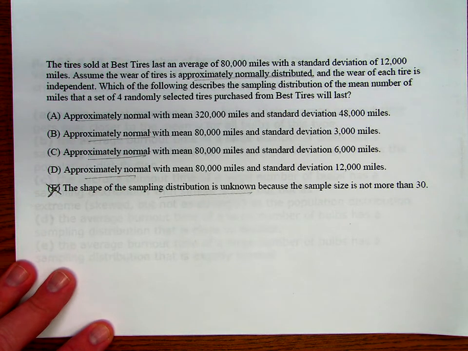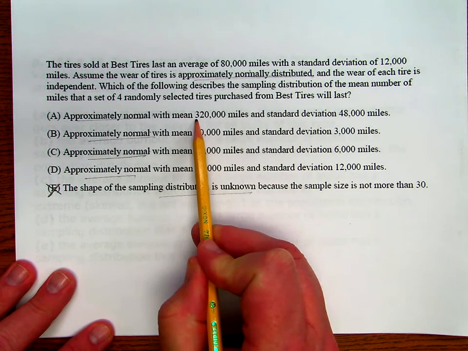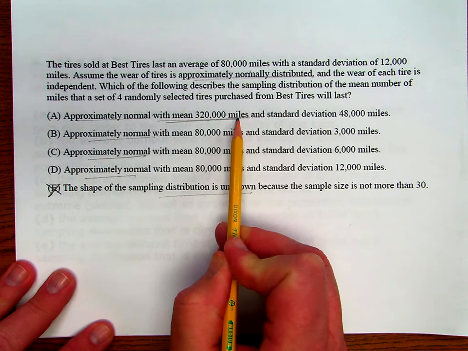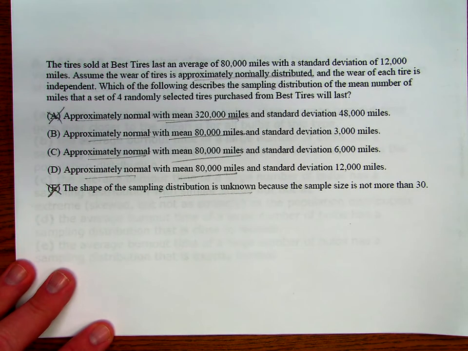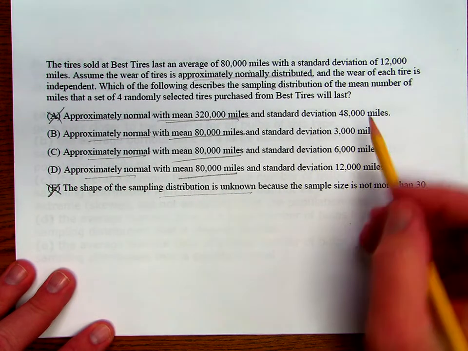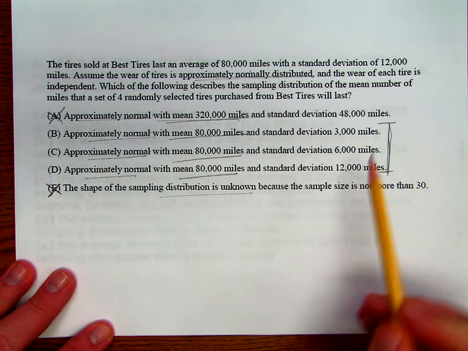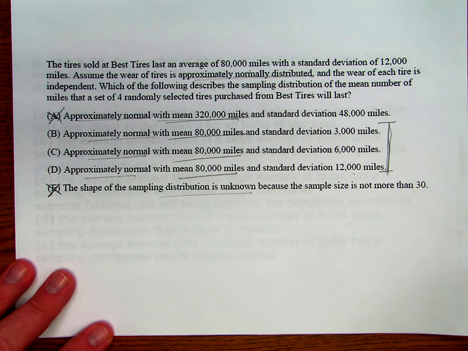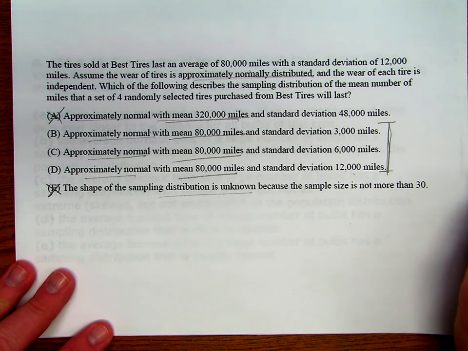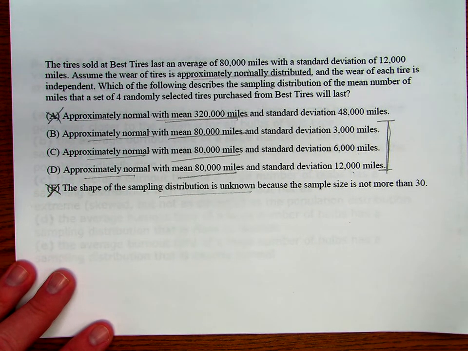All right, next thing I'm going to focus on. The mean of the sampling distribution is equal to the population mean, which is 80,000. So that eliminates this one right here, the mean of 320,000. That's no good. These are all mean of 80,000. So now we need to break the tie with standard deviation. We have standard deviations of 3,000, 6,000, and 12,000. There's an answer for all of these at this point, so we don't have to concern ourselves with the 10% check or anything like that. We know that one of these exists.